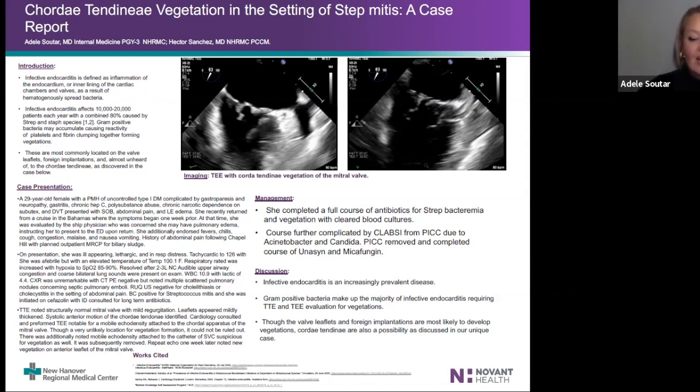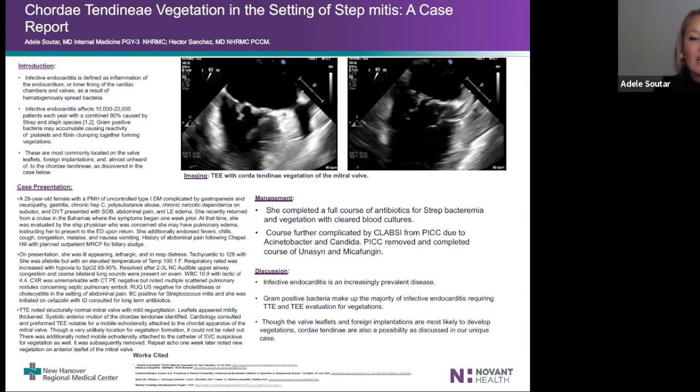So infective endocarditis is defined as an inflammation of the endocardium, or lining of the cardiac chambers and valves, as a result of hematologically spread bacteria. Infective endocarditis is pretty prevalent. It affects about 10 to 20,000 patients each year. The majority, 80%, is caused by staph and strep.